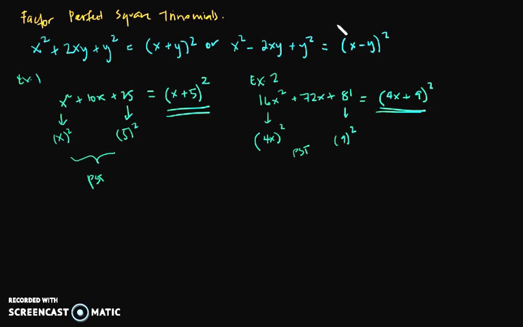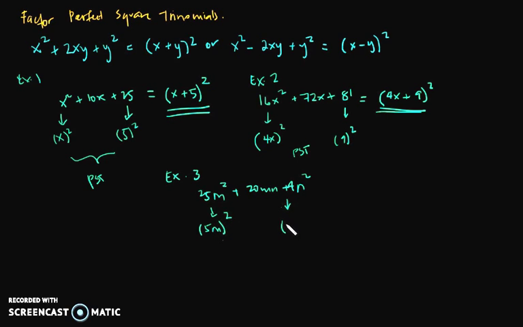Okay, so last example for addition. I have here 25m squared plus 20mn plus 4n squared. Again, check if this is a PST. Based on observation, we could say that this is a PST.